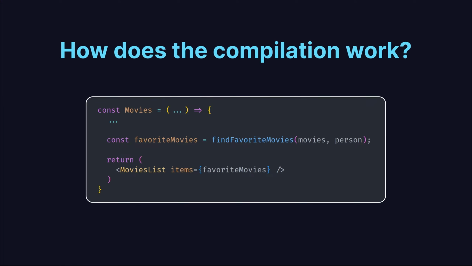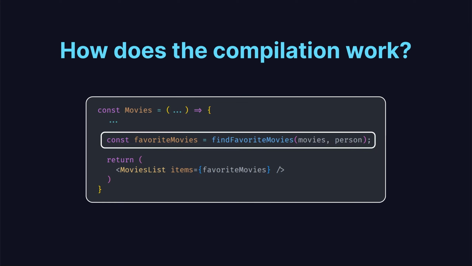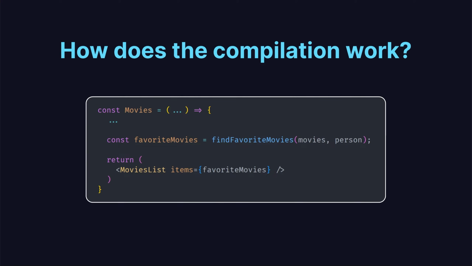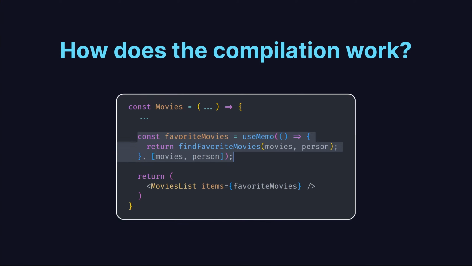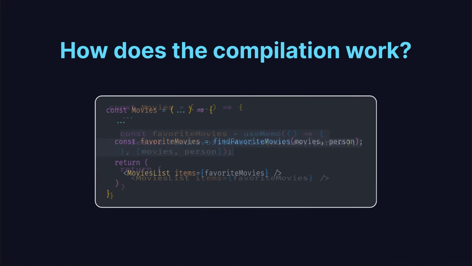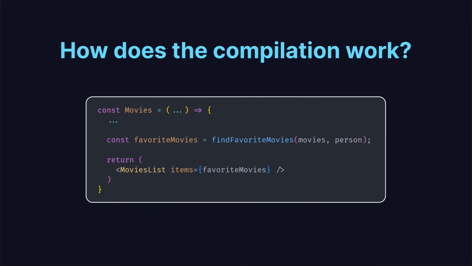Consider this situation. We have a list of movies and a person, and we want to find the favorite movies of that person. The function findFavoriteMovies does just that, and by default it runs each time the component is rendered. To optimize this, we would typically wrap the function in a useMemo call with movies and person as dependencies. But with React compiler, we don't need to do that anymore.